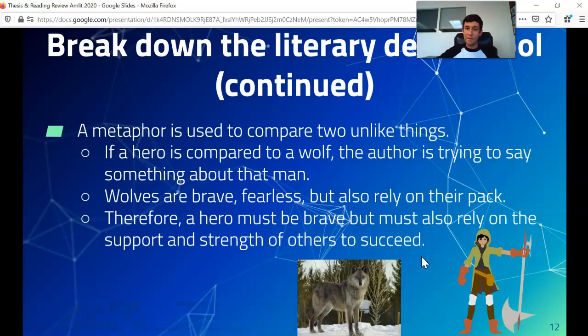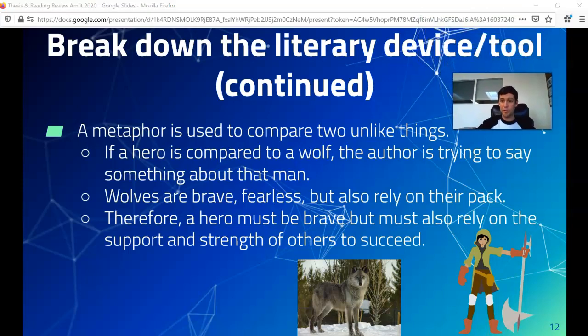So remembering that a metaphor is used to compare two unlike things for a purpose, say you've got a metaphor comparing a hero to a wolf. If a hero is compared to a wolf, the author's trying to say something about that man, the hero. Wolves, we know, are brave and fearless, but they also rely on their pack. They're not loners. Therefore, the author might be saying something about how a hero must be brave, but must also rely on the support and strength of others, the strength of his pack or her pack, to survive. You've just broken down a metaphor of a person being compared to a wolf.